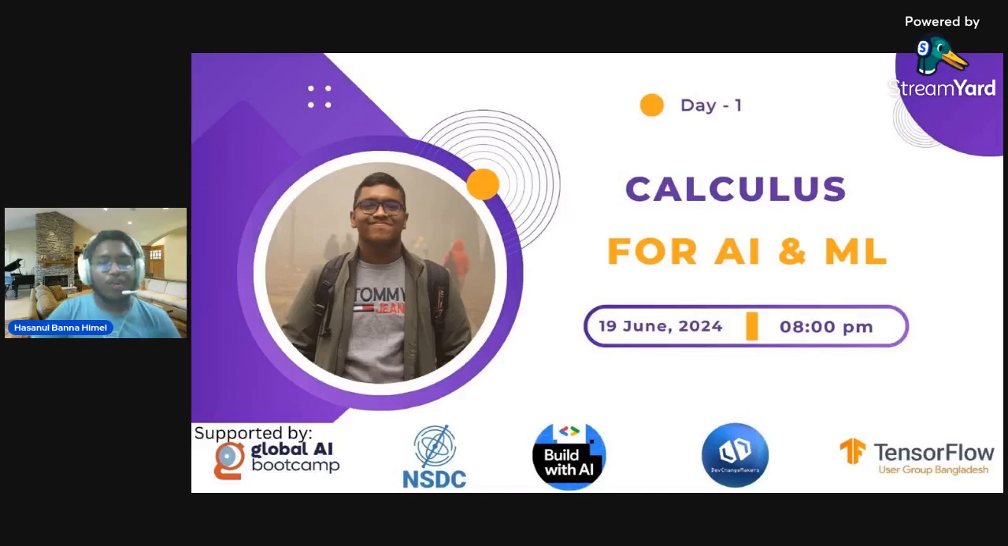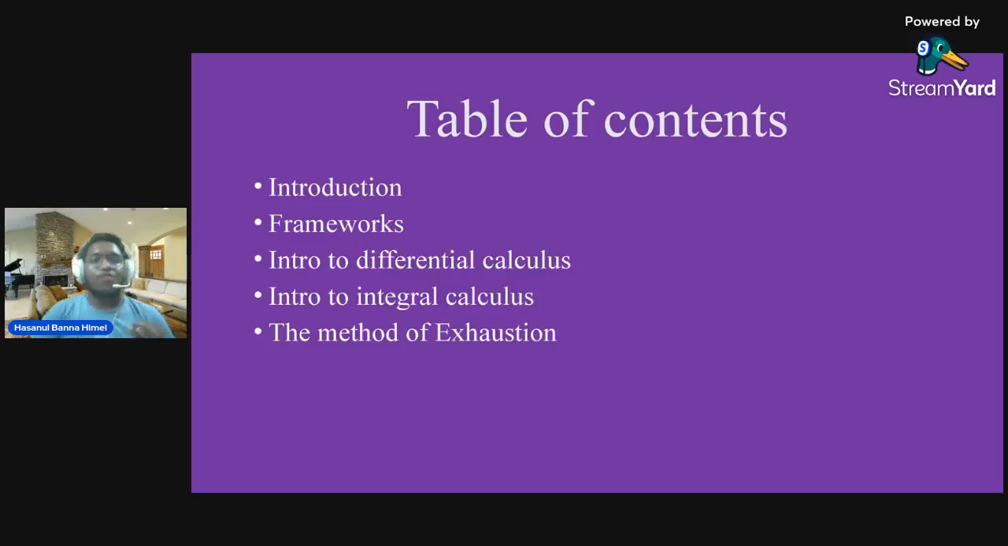So, what are we going to learn in today's session? We will see the introduction, and then we will see the frameworks which are needed for this calculus part. Then we will see the intro to differential calculus and then intro to integral calculus, and finally we will conclude today's session with the method of exhaustion.